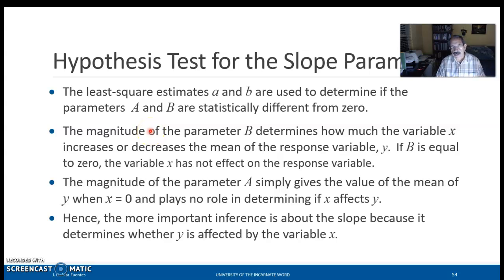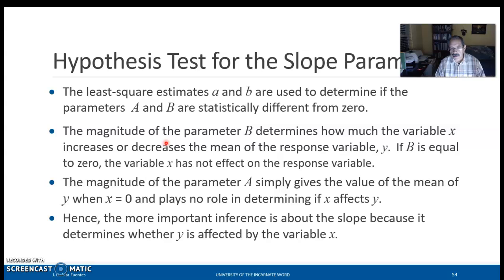Now, the least squares estimates, lowercase a and lowercase b, are used as the basis to make inferences about the parameters a and b. And our interest is to see if these parameters are non-zero. You recall that the magnitude of the parameter b determines how much the variable x increases or decreases the mean of the variable y. So if b is equal to 0, then x has no effect on the response variable.